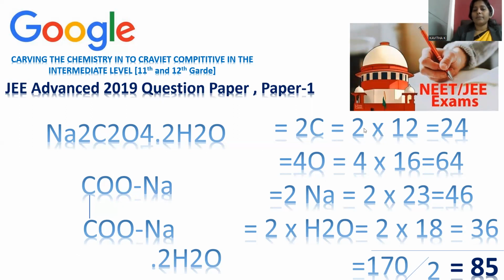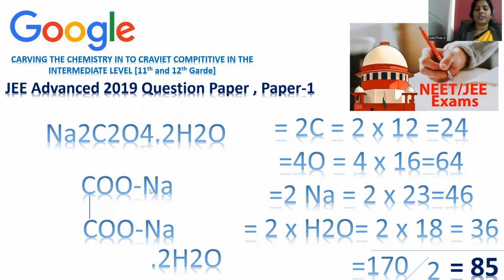2 carbons with 12 atomic weight, so 2 multiplied by 12 is 24 atomic weight of carbons. How many oxygens can you notice? 4 oxygens. So 4 is multiplied with the atomic weight of oxygen, that is 16. 64 is the total atomic weight of oxygen.